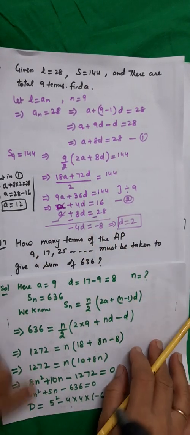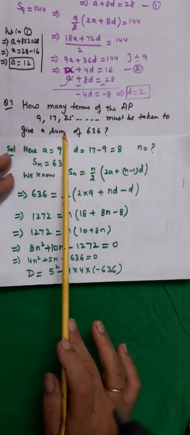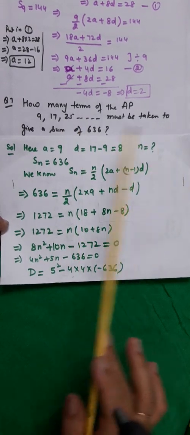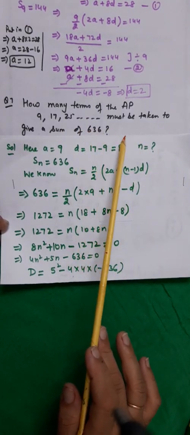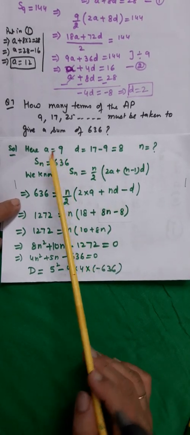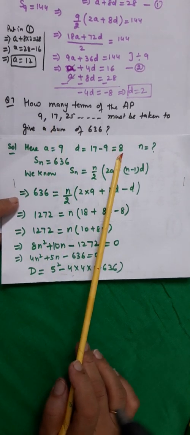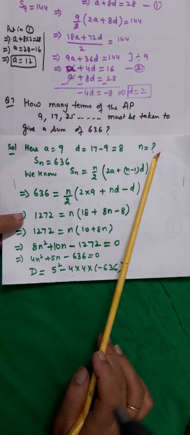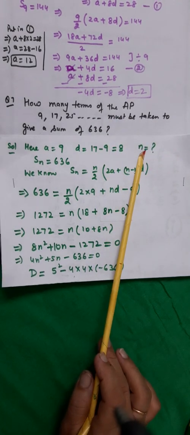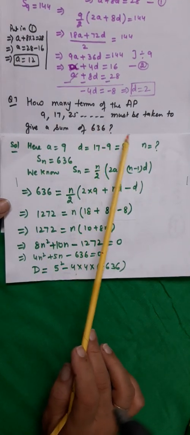Question number 7. How many terms of the AP 9, 17, 25 must be taken to give the sum 636? Here I have a is equal to 9, d is equal to 17 minus 9 is equal to 8, and n is equal to question mark. I don't know how many terms, that means n has to be found. Now Sn is given to be 636.